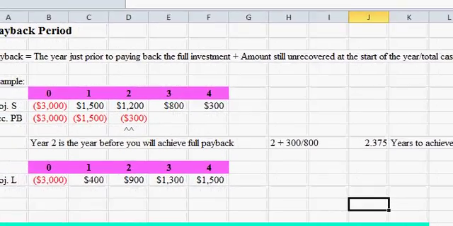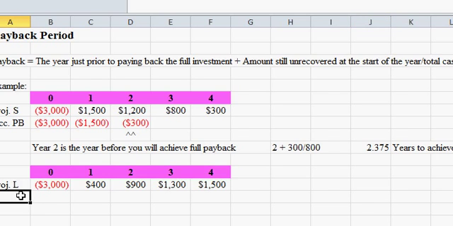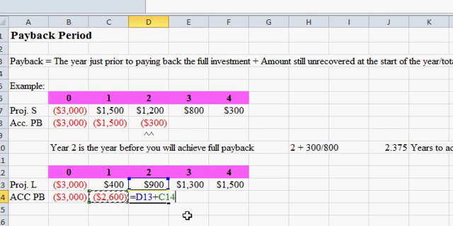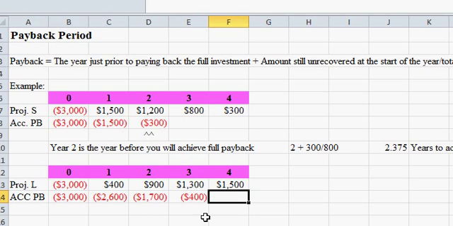So let's do it on Project L here. So we have our accumulated payback. So in year 0, you're still at negative 3,000. You haven't brought any money back in. In year 1, you're adding $500, so you're reducing the amount to pay back to $2,600. And then the next year, you're adding 900 to the negative 2,600, and you're at negative 1,700. So we're looking, and we're still not going to be paid back, so we go another year. 1,300 plus the negative 1,700, so we only need 400 more.